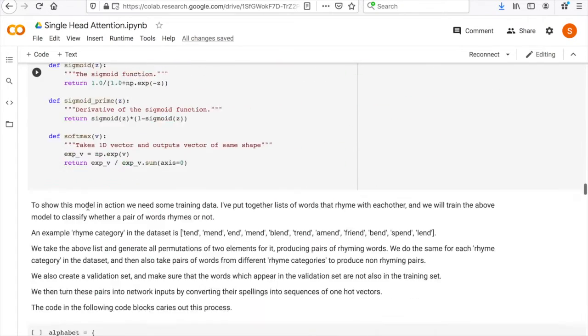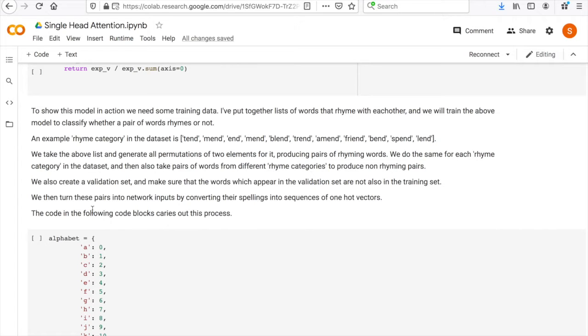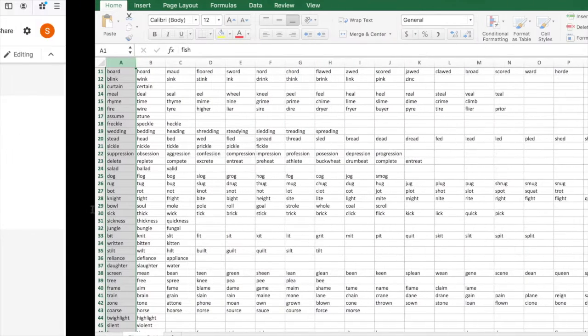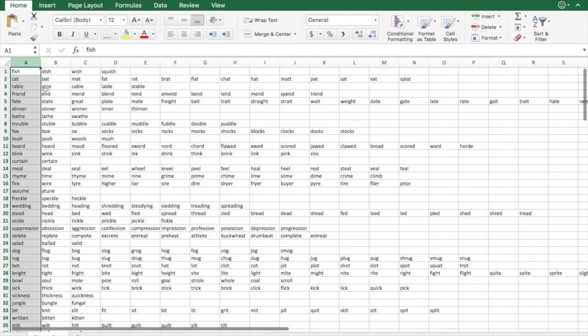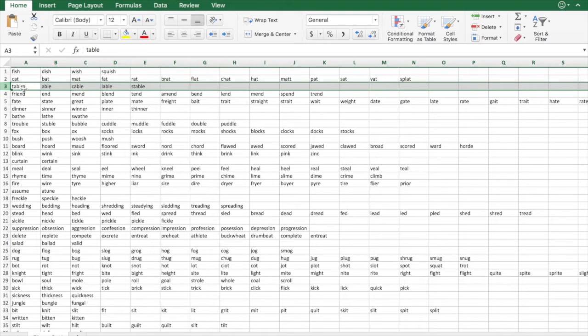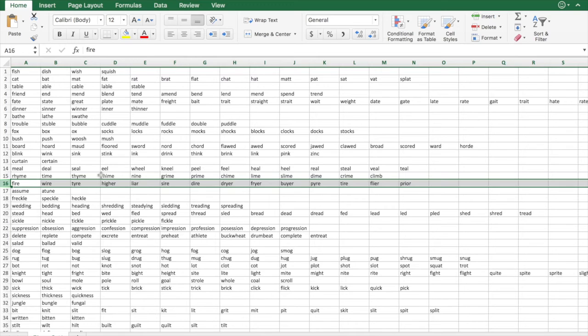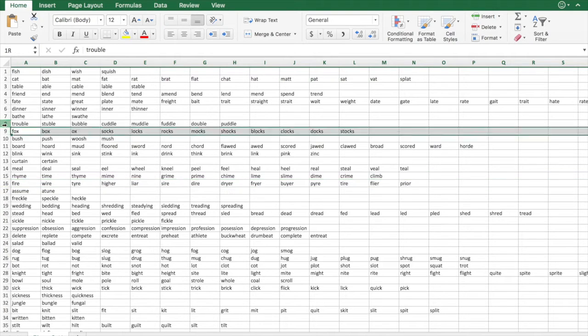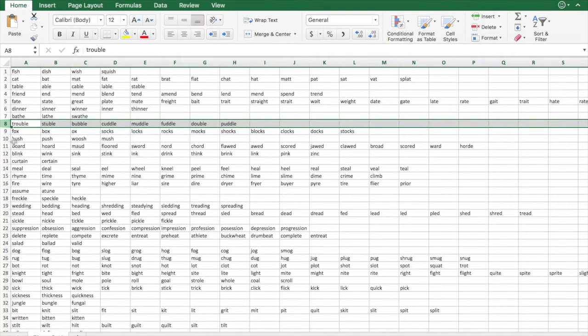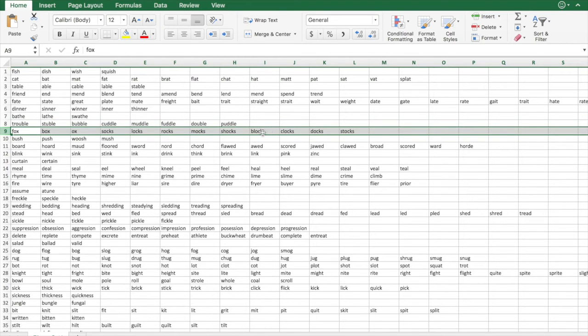So then the next step is to actually train our model on some data. So we've put together a data set, which is a spreadsheet, and each row is a group of words that all rhyme with each other. And so we're going to train our model to classify whether a pair of words rhyme or not. So to make a data set of pairs of rhyming words, we take each row and produce all permutations of the elements in the row, which produces a list of pairs of rhyming words.